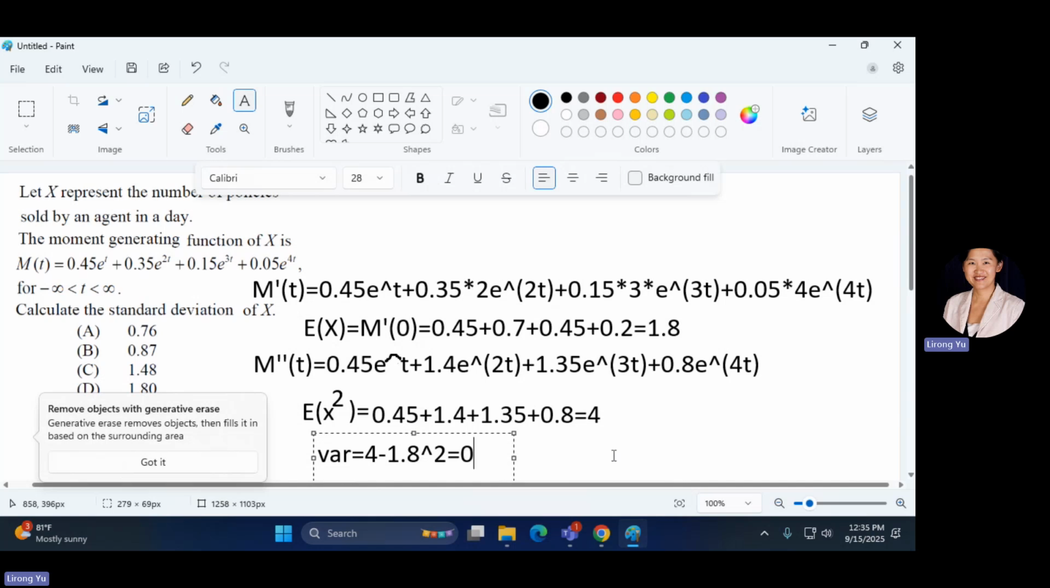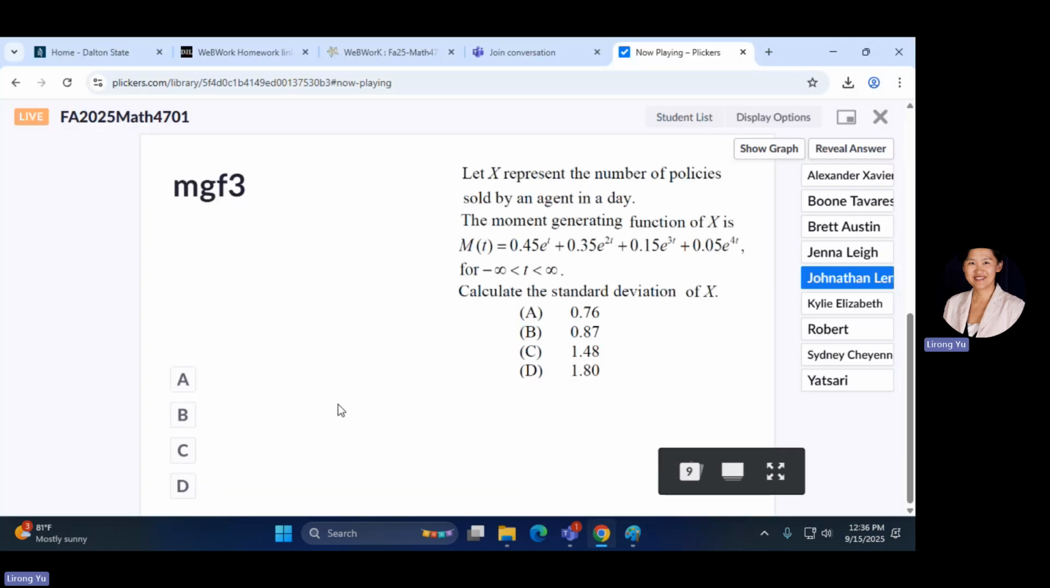So 0.76. And then we take the square root, and that will give us the standard deviation. Okay, I just want to use that example to show how we determine the standard deviation using the moment generating function.